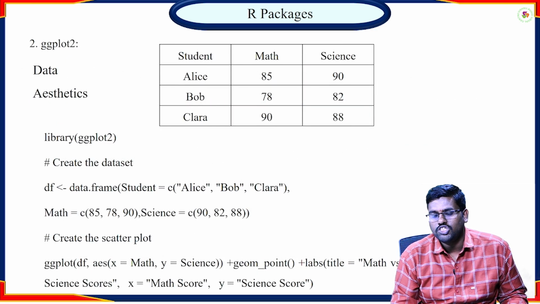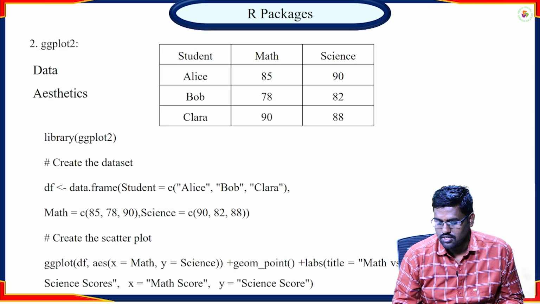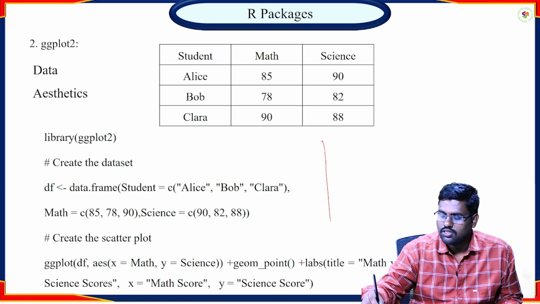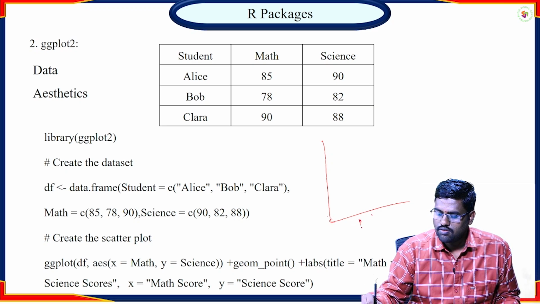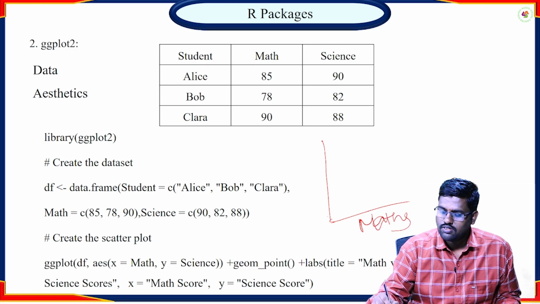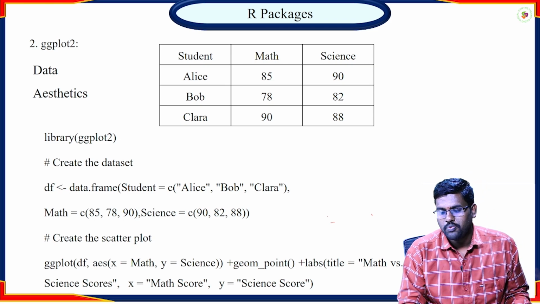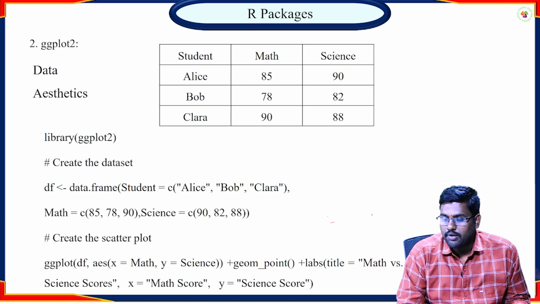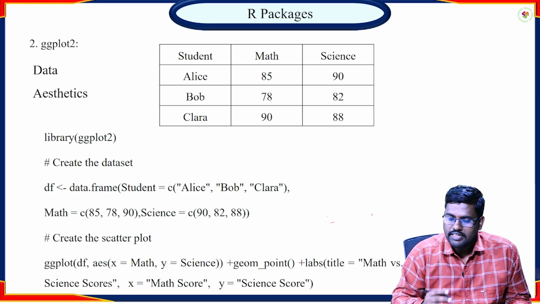The second package name is ggplot2. ggplot2 is used to represent the given values in the form of graphical representation, just like x-axis and y-axis. The values will be there like this: math, science. So ggplot2 is used to represent the given values in the form of graphical representations. Data is used to represent whatever we have defined. That value is shown in the form of a graphical structure.